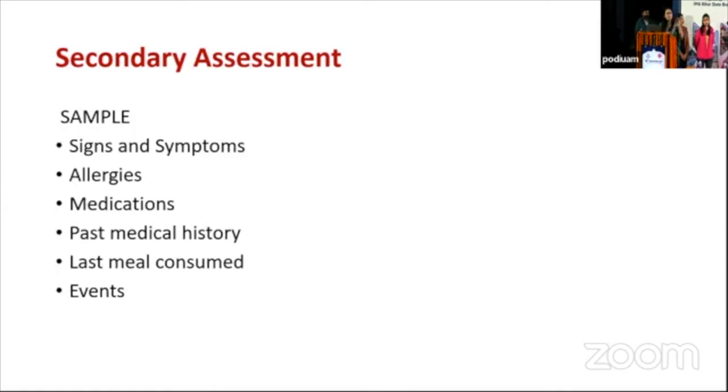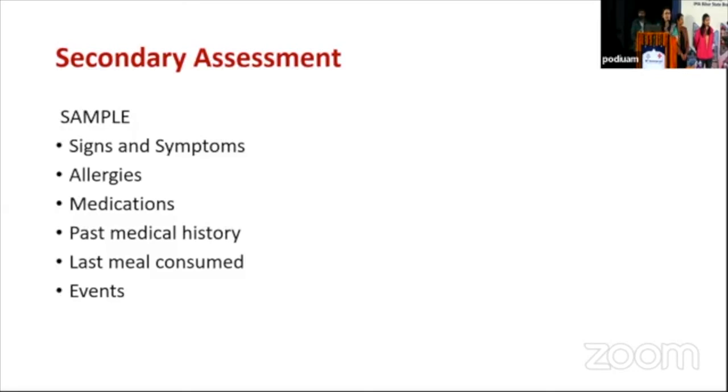First, we have to take a very focused history. If the patient is not unconscious and can give the history, we'll take it from the patient. And if the patient is in cardiac arrest, we will take it from the attendant or the person who has brought the patient. We need a focused history because we have to gather a lot of information in a very small time period. And the mnemonic SAMPLE helps us in taking that focused history.